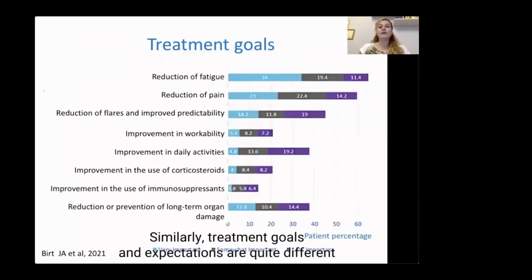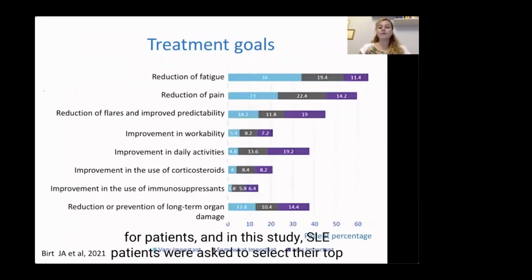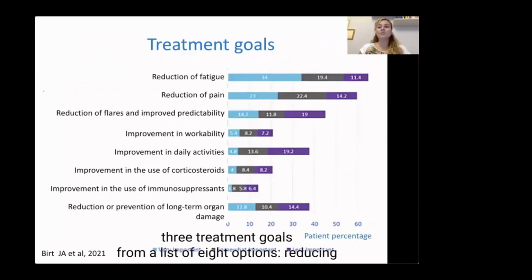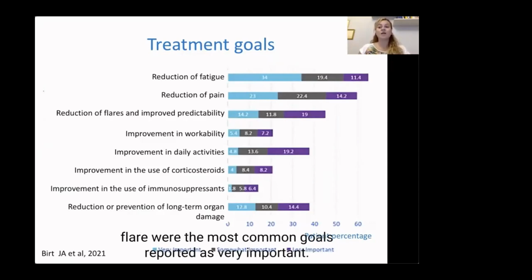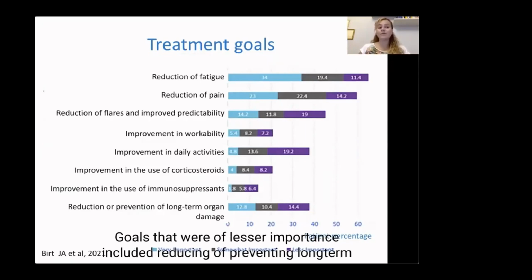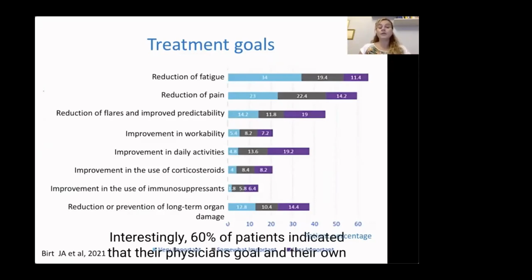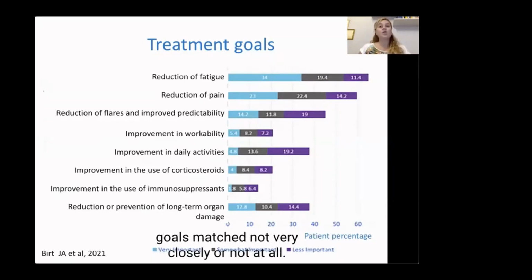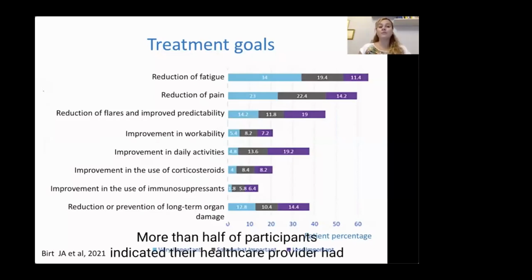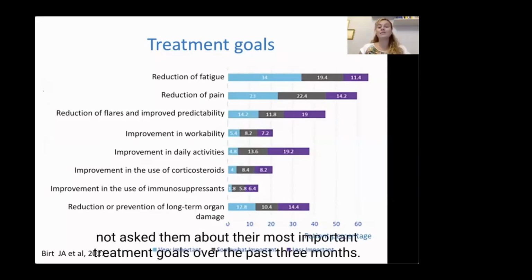Similarly, treatment goals and expectations are quite different for patients. And in this study, SLE patients were asked to select their top 3 treatment goals from a list of 8 options. Reducing fatigue, reducing pain, and reducing the frequency of severity of flare were the most common goals reported as very important. Goals that were of lesser importance included reducing or preventing long-term organ damage, reducing steroid use, and reducing immunosuppressant use. Interestingly, 60% of patients indicated that their physician's goal and their own goals matched not very closely or not at all. Moreover, more than half of participants indicated that healthcare provider had not asked them about their most important treatment goals over the past 3 months.